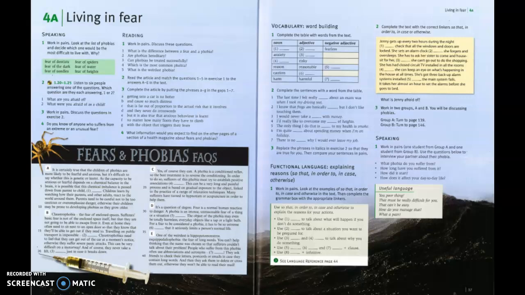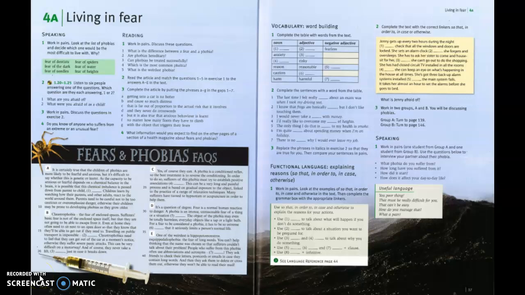Once they've completed the reading task, exercise 4 is another discussion task. What information would you expect to find on the other pages of a section of a health magazine about fears and phobias? The teacher's book suggests you could give them an example to get them going, such as a list of clinics to go for help. It's up to you whether you do this further discussion question.